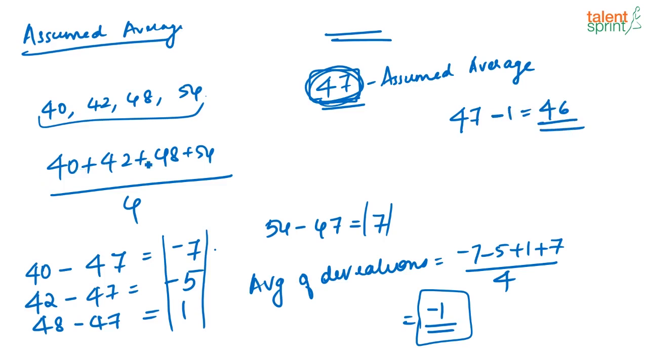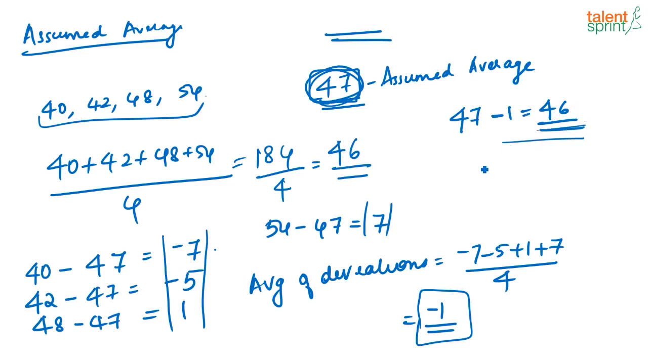So if you directly add this and do, then what do you get? You have 42 plus 48, that is 90, correct? 90 plus 40 is 130, 130 plus 54 is 184, divided by 4. So here you have 46. This is how we actually find out. Now using this concept also, you got the same answer.